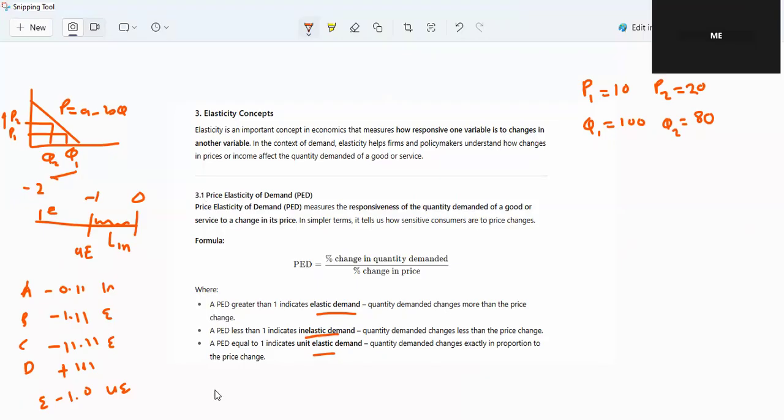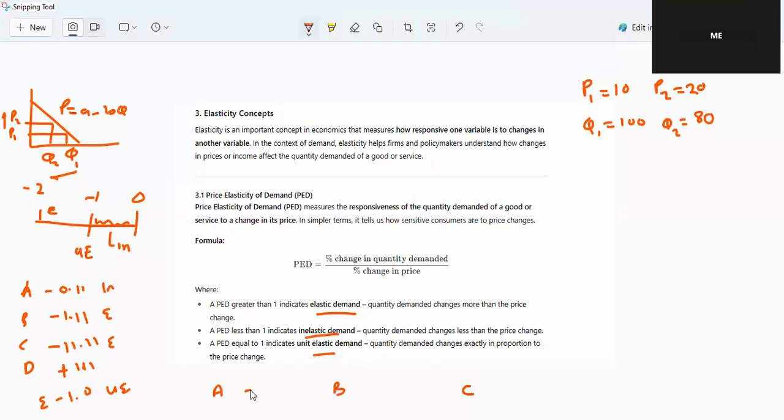Let's give it a try again. Sorry, Collins, just repeat on D. Why is D not elastic? D is unit elastic. It's exactly 1. I said 1 means if you increase by 10%, you're going to lose by 10%. So it is exactly there. It's just at par. Okay, we're together.